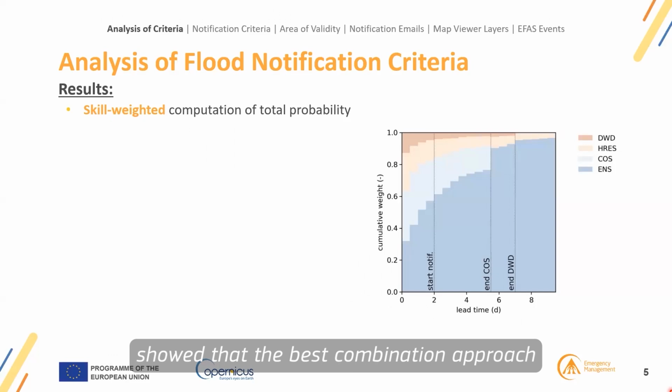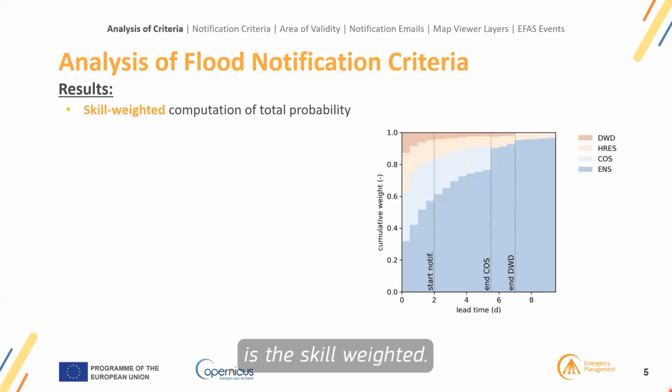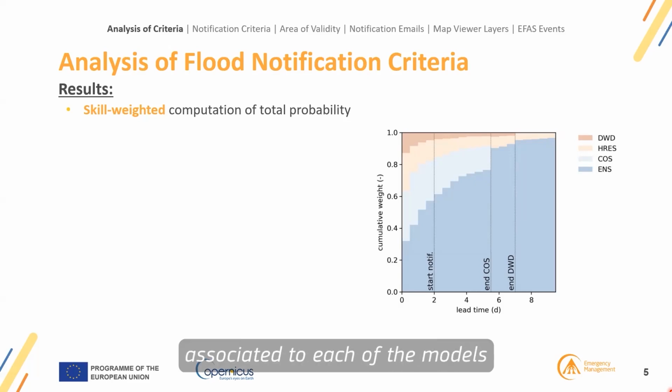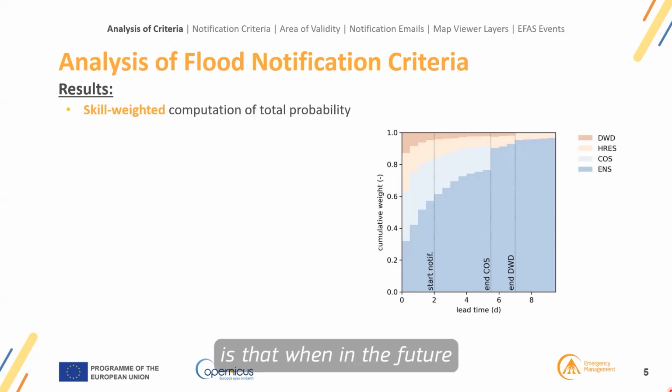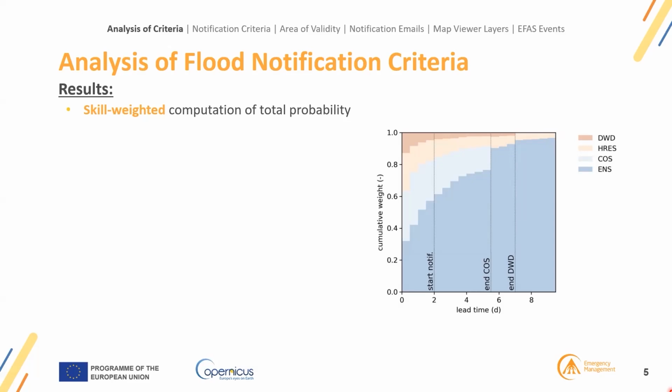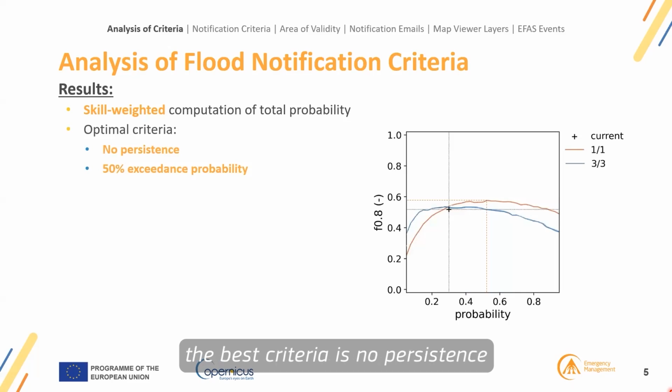The results show that the best combination approach is the skill weighted. So we built a grand ensemble from the 4 meteorological forecasts based on how well they perform. On the right, you see a plot that shows the weight associated to each of the models for every lead time. Blue colors represent probabilistic models, orange color deterministic models. The idea that you need to take home is that when in the future you will receive notifications referring to total probability, this total probability is a combination of the 4 meteorological forecasts based on how good they are.